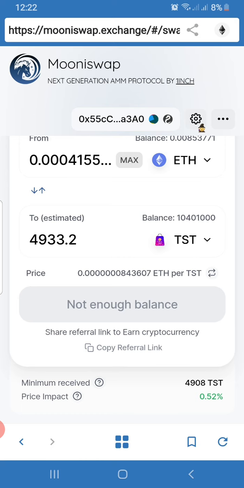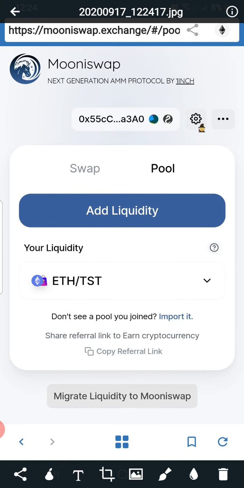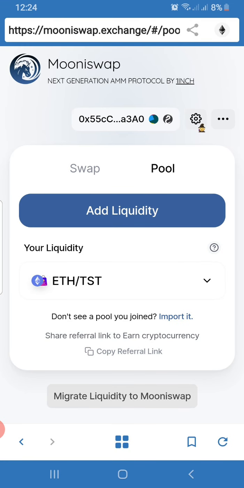So having said that, let's dive straight into the liquidity section. If you click on the pool section at the top, it's going to bring out this page. Now if you do not have any liquidity pool, like you're seeing here, you can click on import. By importing, you are using the custom token address. You use the token address of TST to import the liquidity pool, and then you put in the amount you want to stake.